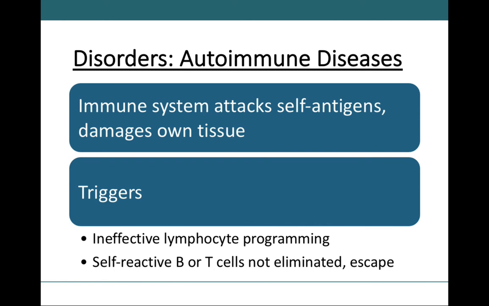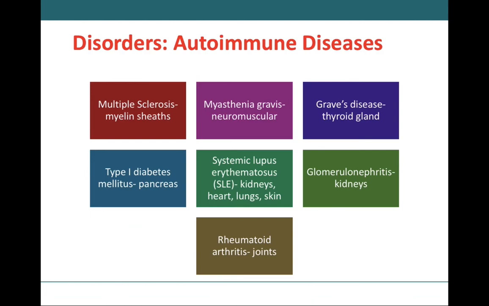So if there are cells that are not programmed properly, or perhaps self-reactive cells have evaded our own immune system checkpoints, this can give rise to different types of autoimmune conditions. We've seen some of these autoimmune conditions throughout the course of anatomy and physiology.